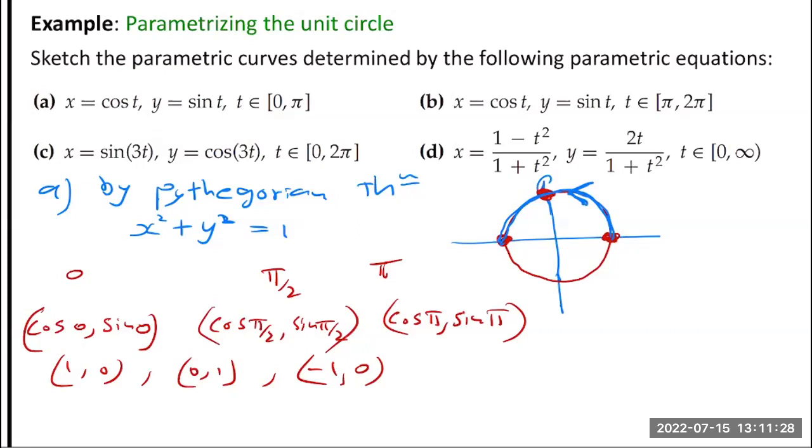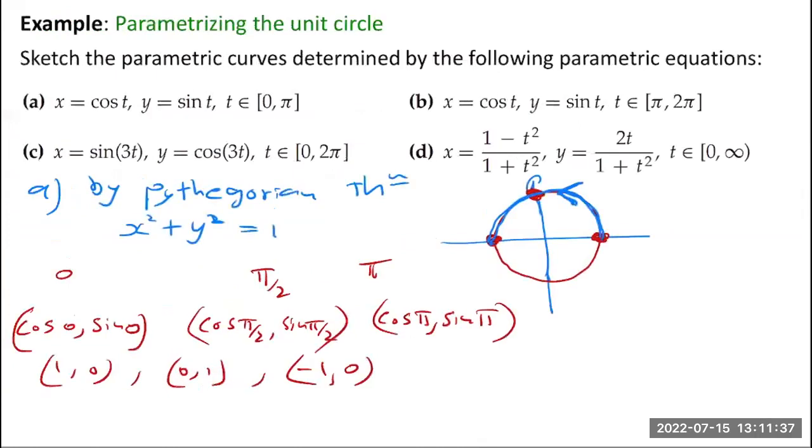Next, let's go over part B. Let me add a page. I'm going to leave part B as an exercise, because in the first part we were asked to graph this when t is between 0 and pi. In the second part we have the same two parametric equations, but t is between pi and 2 pi. How do you handle this one?